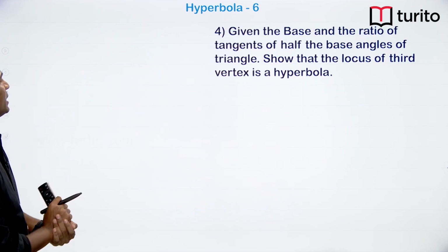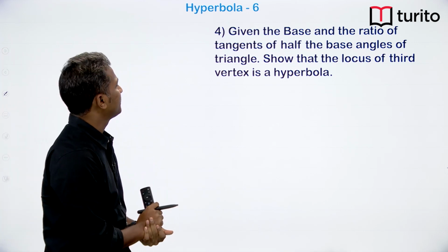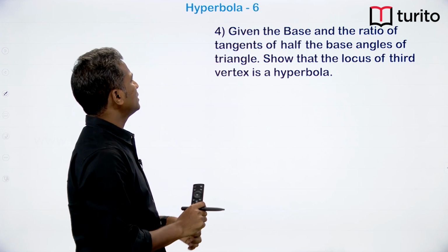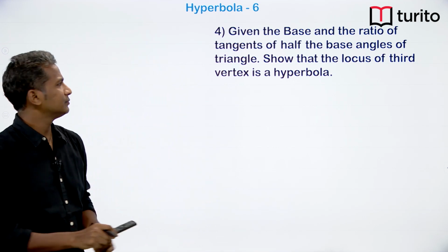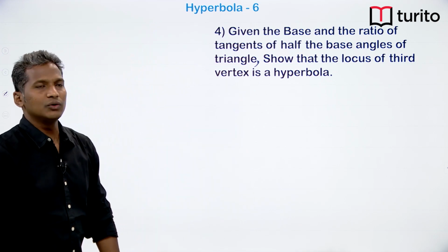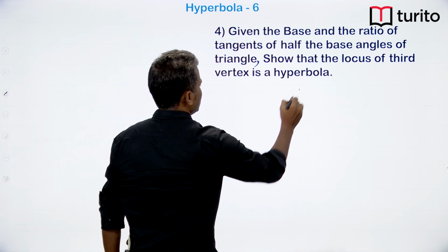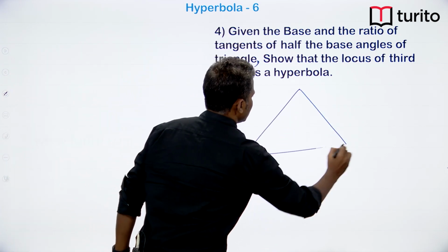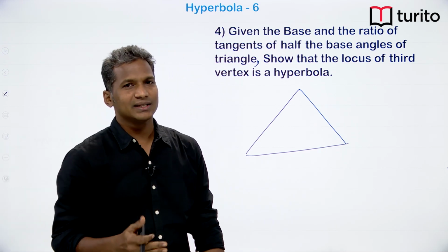Okay, next: given the base and ratio of tangents of half of the base angles, show that the locus of the third vertex is a hyperbola. Here it must be a comma. So, how do we do this? We have to first understand the given data. As I keep saying, everything is about data.